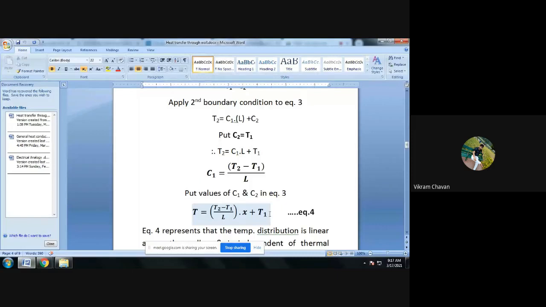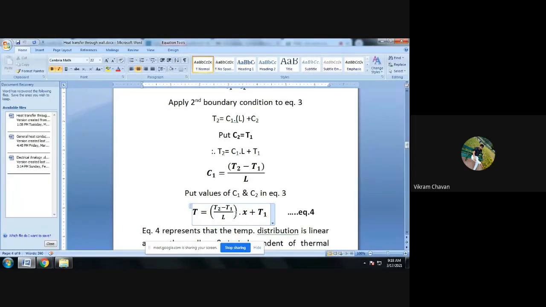So these two constants we have carried out. Then if you compare this equation with the line equation, we know that the straight line equation is y = mx + c. The same format is there in this equation, so we can consider T, x and c. So y we can correlate with T, x as it is, m we can correlate with (T2 - T1) divided by L, and c we can compare with T1.